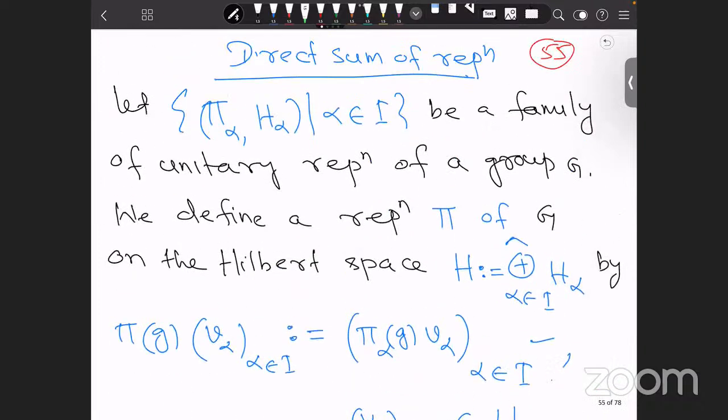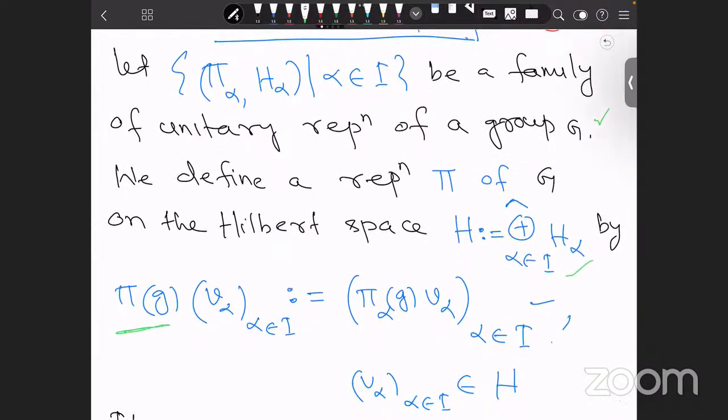Now I define something called the direct sum of representations. Let (pi_alpha, H_alpha) be a family of unitary representations of a group G. We want to define a new representation pi of G on the Hilbert space H, where H is the Hilbert space direct sum of the H_alpha. The action of pi(g) on an element (v_alpha), which is a typical element of H, will be defined as (pi_alpha(g) v_alpha). In the alpha coordinate, simply pi_alpha(g) acts, because v_alpha belongs to H_alpha.